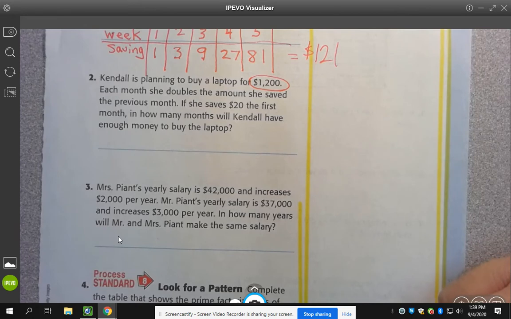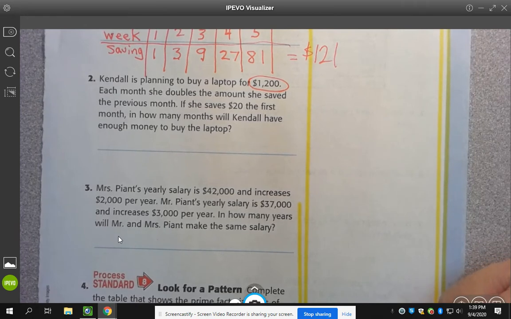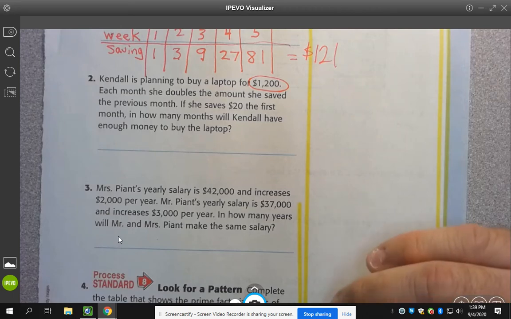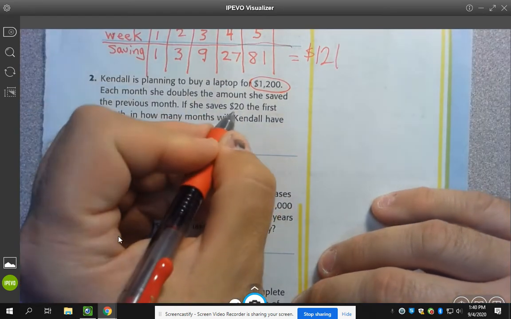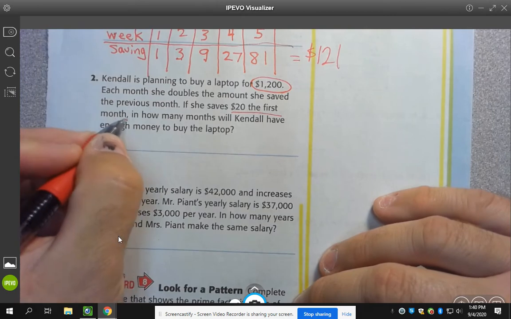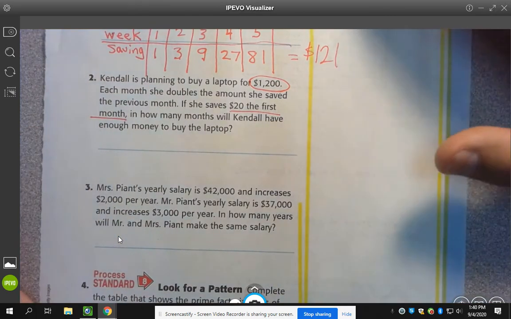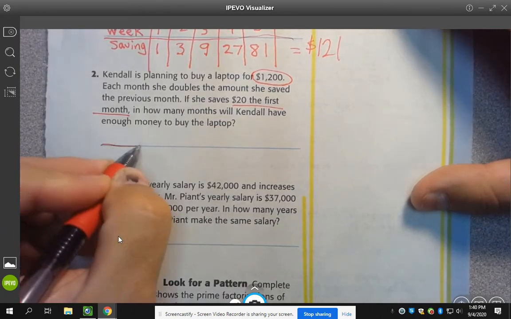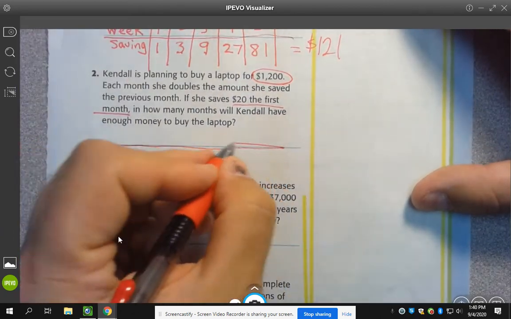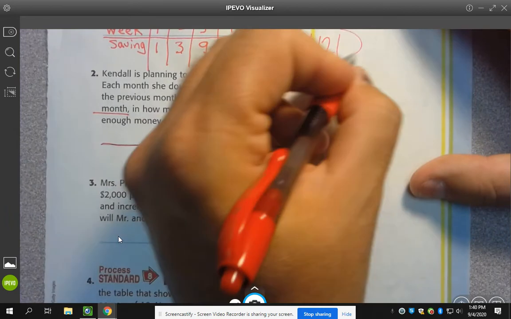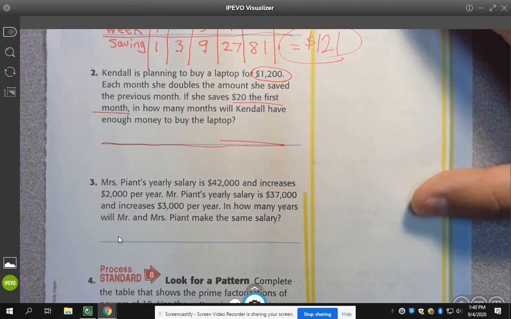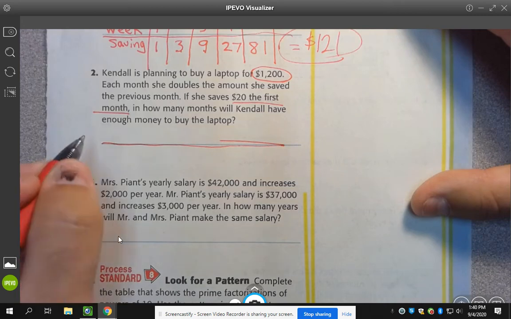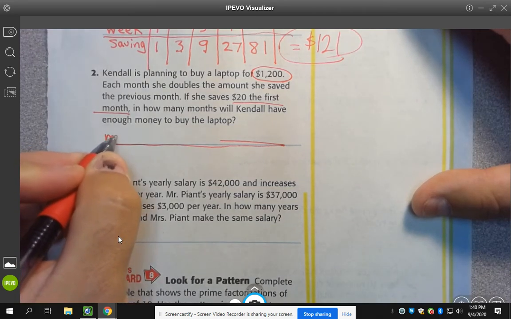So, what else do we know? Ireland. She saves $20 the first month. So what should we make? Let's make another table. Just make it along that line right there. Circle my answer on that one. So are we going to use weeks this time or months? Probably, yeah, months. Let's use months.